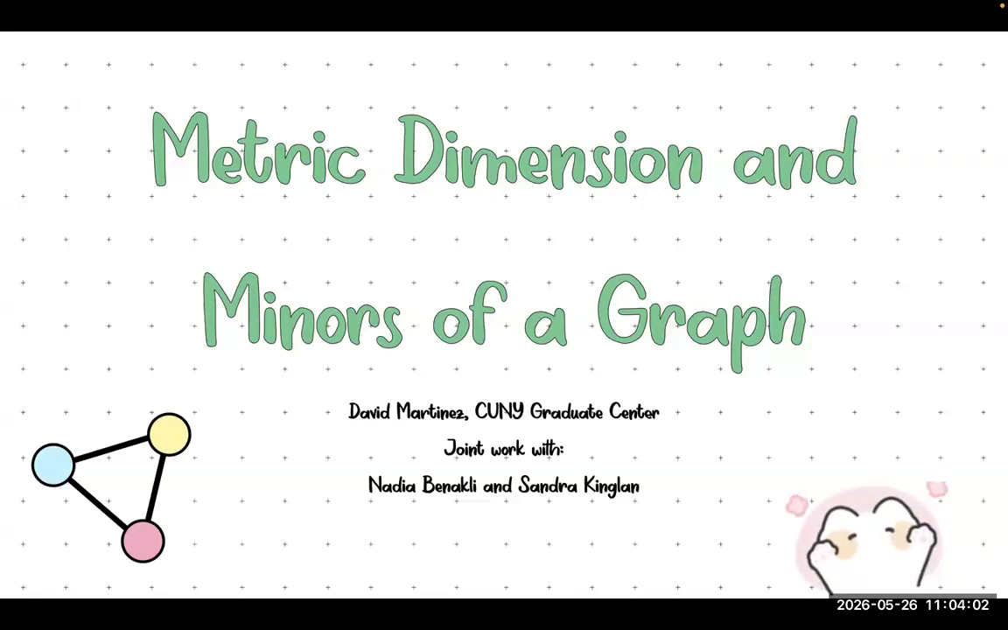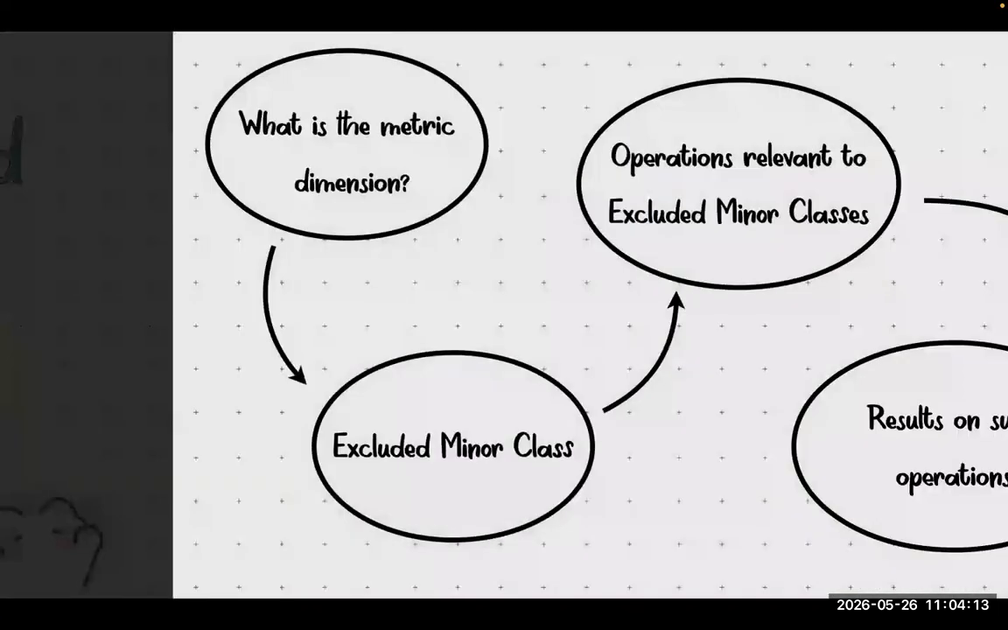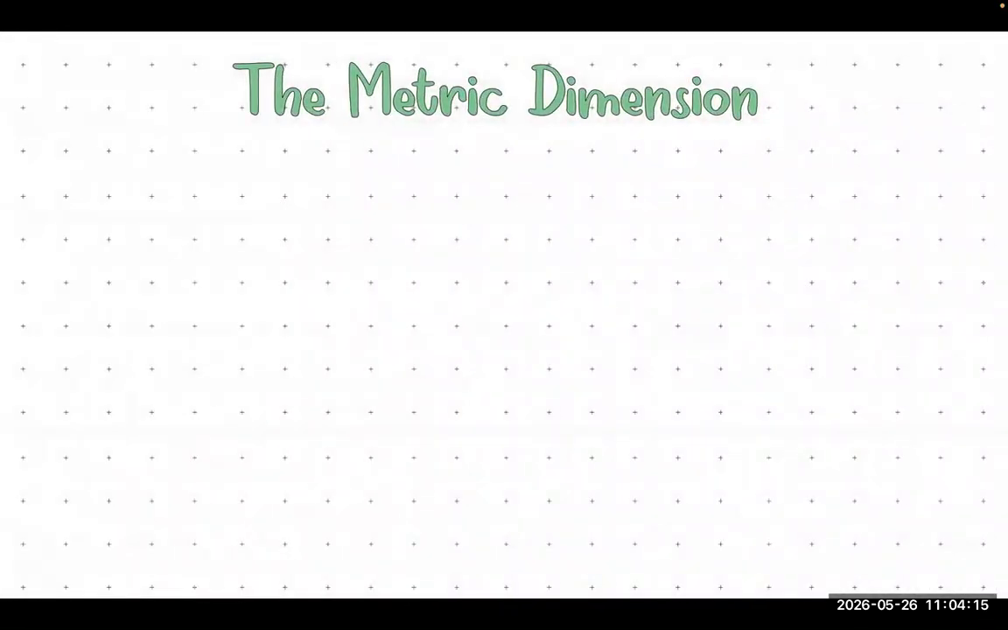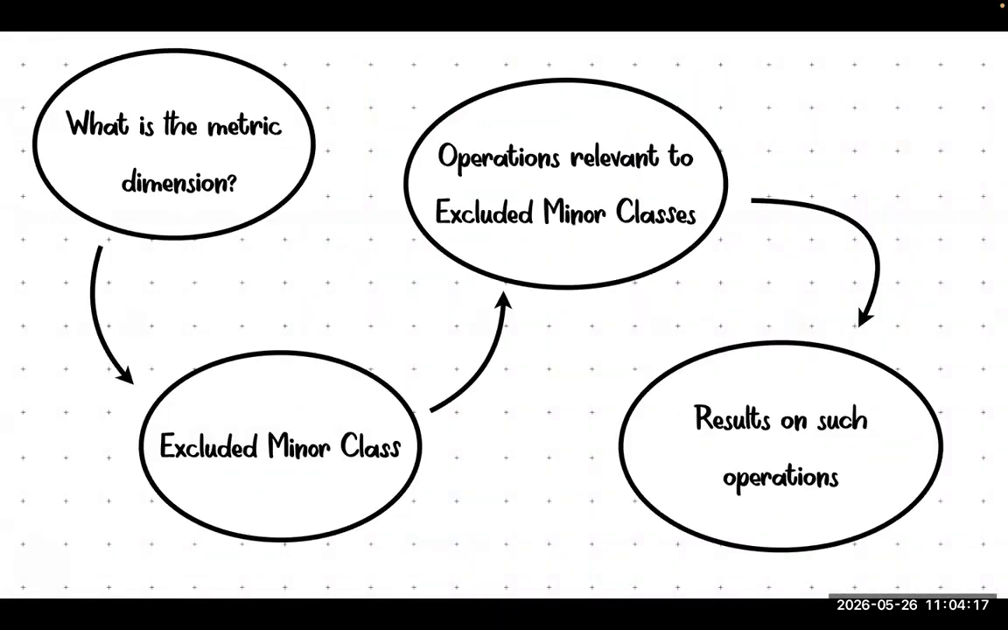Hi, my talk's on the metric dimension and minors of a graph. All our graphs here are simple, connected, and undirected. First I'm going to start by talking about the metric dimension, and then the excluded minor class, and then operations relevant to the excluded minor class, and then results that we were able to get based on the operations.